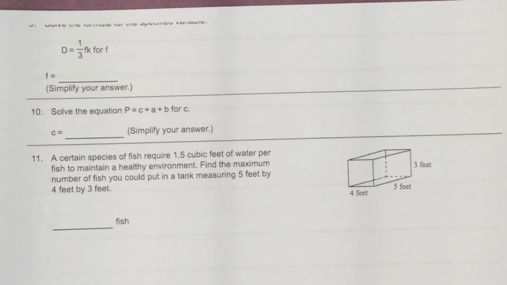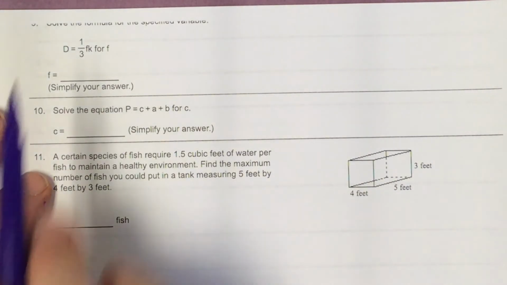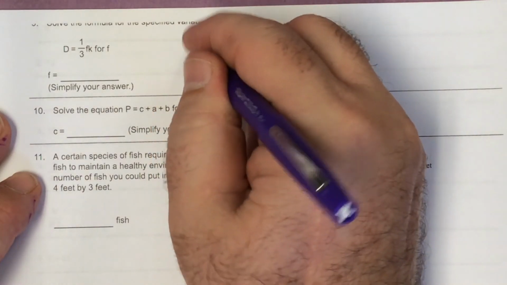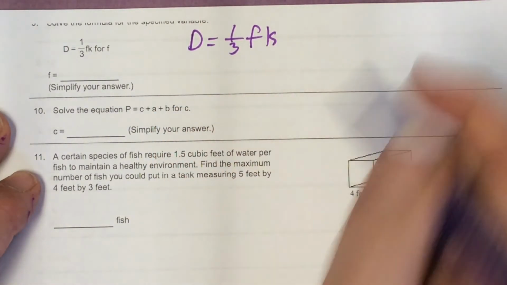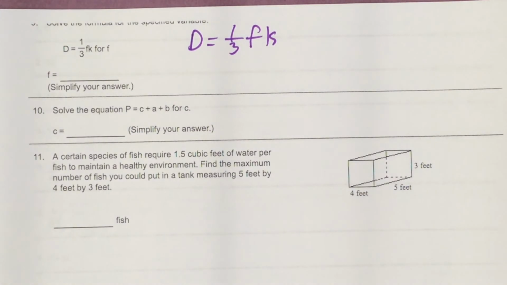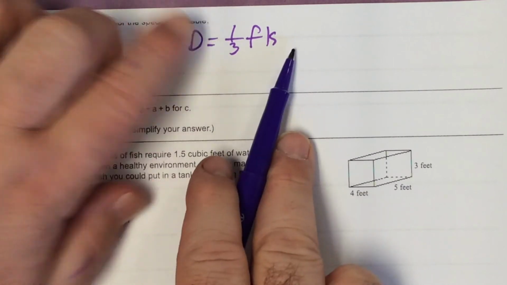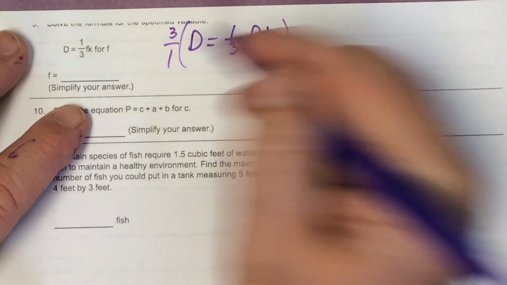Let's go ahead and take a look at these last few questions that you've got coming up for homework. So it wants us to solve this formula for the specified variable. So our formula is d equals 1 over 3 fk. And we're supposed to get f by itself. So again, we're seeing something here that contains a fraction. Nothing being added on each side of the equal sign. Everything's being multiplied. So I can just multiply both sides of this by 3 over 1.